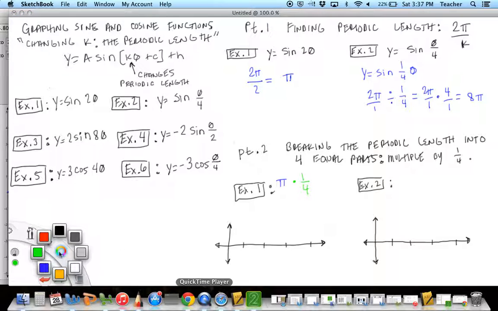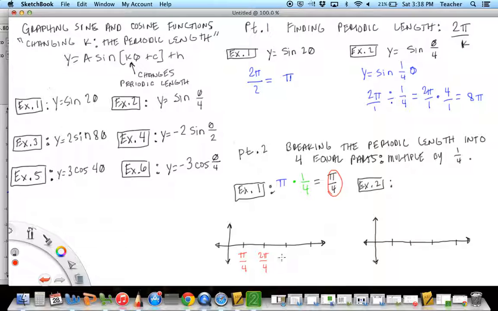All right, and so my first interval here is going to be pi over 4. Now, like I've discussed in class, this is not only the first interval, but also what I go by. So my next one is going to be 2 pi over 4, my next one's going to be 3 pi over 4, and then finally 4 pi over 4.